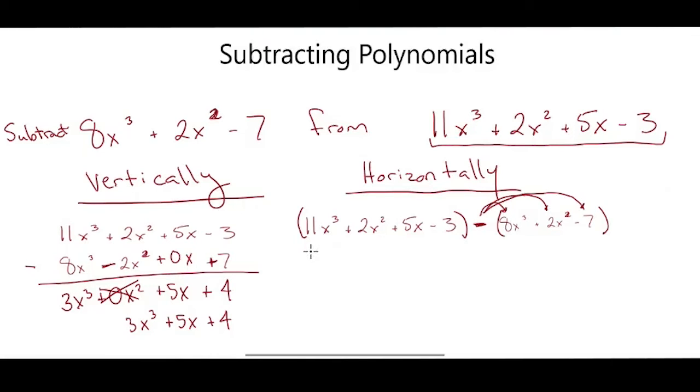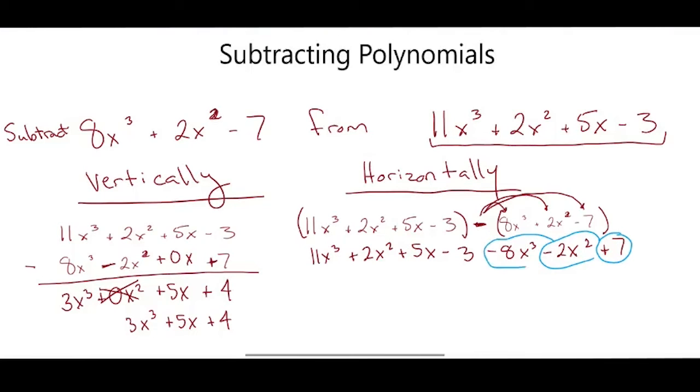And I'm going to rewrite this as 11x to the third plus 2x squared plus 5x minus 3. And now this minus sign affects every term inside the parentheses. So that becomes minus 8x to the third minus 2x squared plus 7. So now I'll go through and I'll circle my sign in my term, my sign in my term, my sign in my term, all the way through.